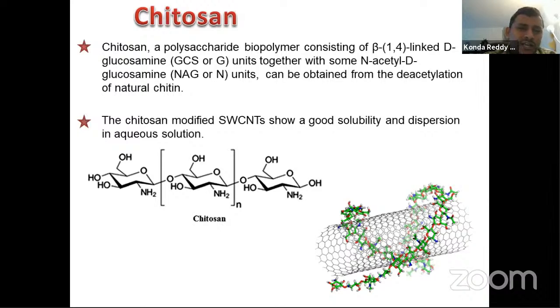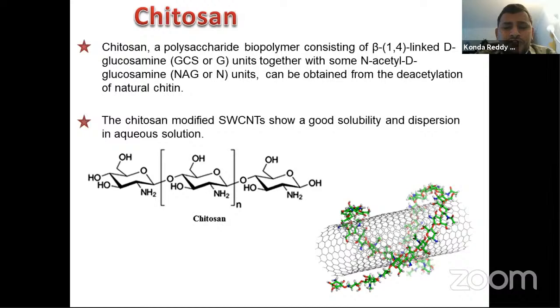We have used a 3:2 ratio. In total, we have used 30 units of these glucosamine units. We have used 3:2 of GCS and NAC. What this means is that we have done a deacetylation of these chitin, which is nothing but a chitosan.